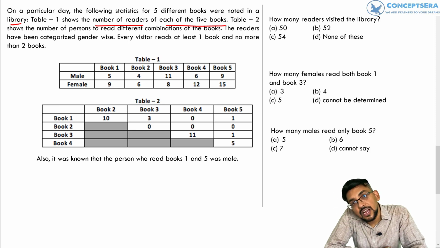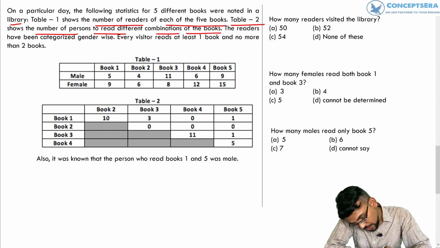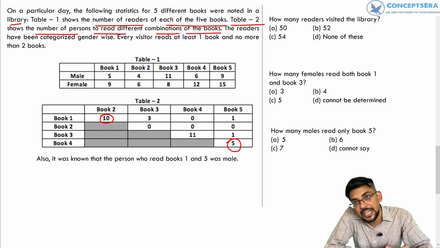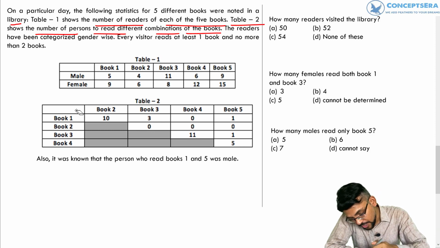Further they are saying table 2 shows the number of persons who read different combinations of books. So here it means 10 people are reading book 1 and book 2, and 5 people are reading book 4 and book 5. So this combination is given to us in table 2.